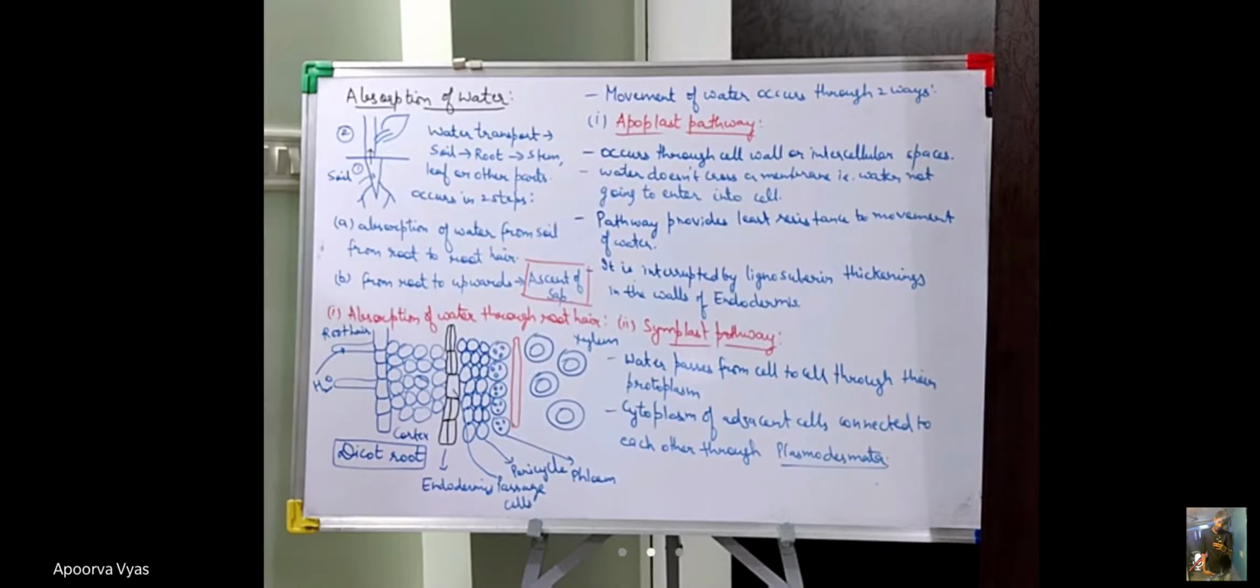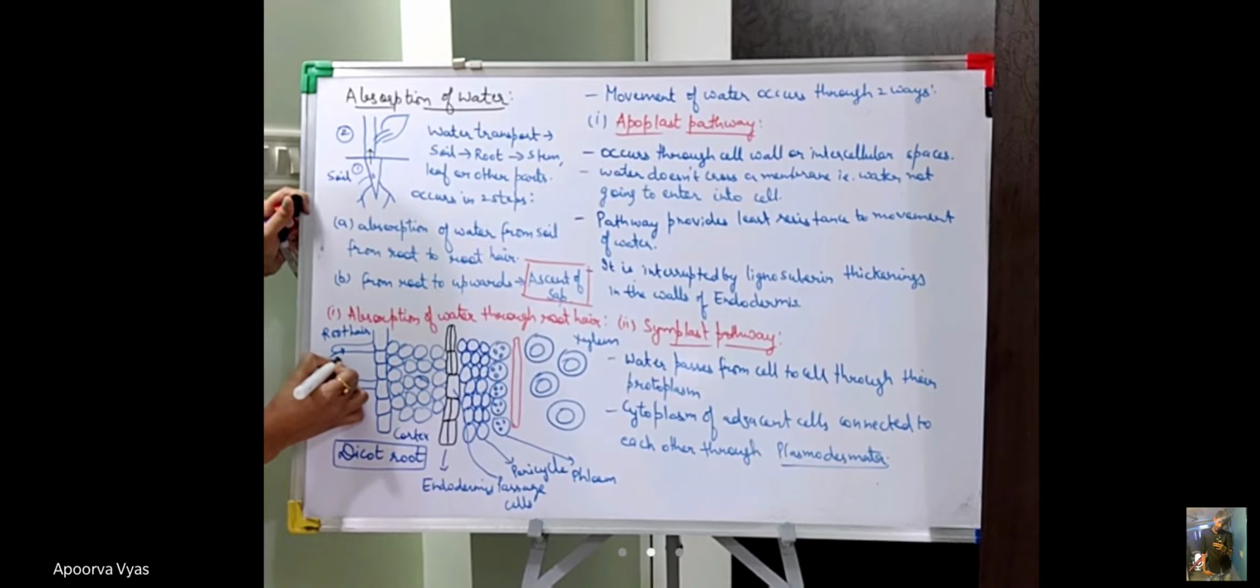Now we have to talk about the route of water which is adopted. How is the water going to travel through this particular route? So this is the root here. From here this water is going to enter into the root hair by the mechanism of osmosis.